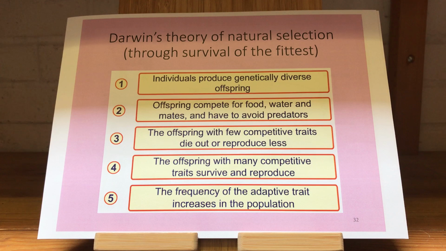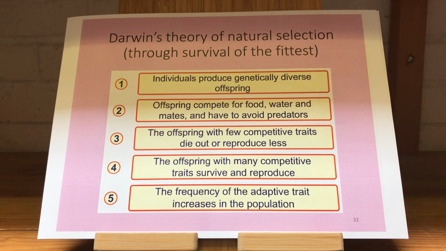Now, there are differences because it's sexual reproduction and because of mutation. So the offspring with the fewest competitive traits, the poor traits, they die off. The ones that are really competitive, survival of the fittest, so they're the fittest, they've got the best traits, will live longer, reproduce and pass on those features to their offspring.